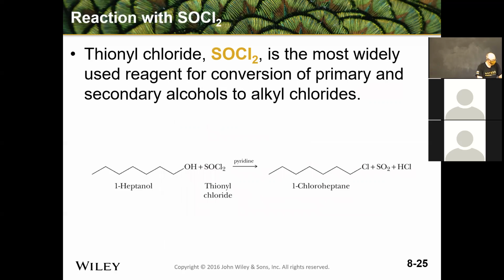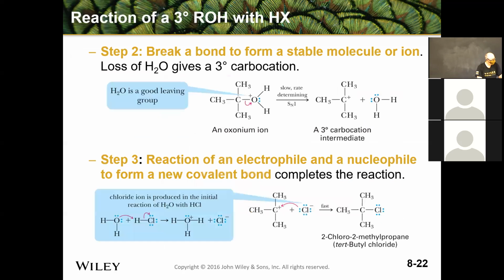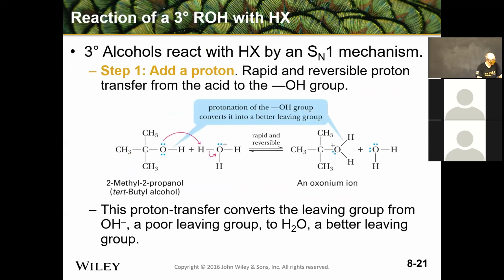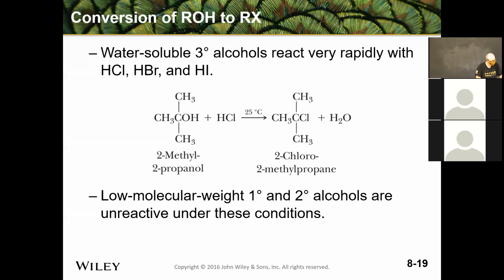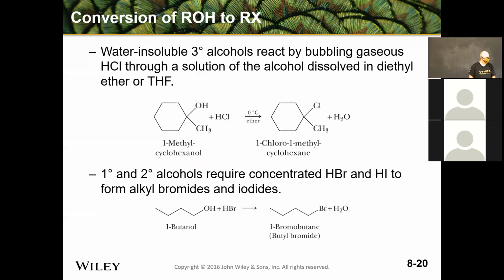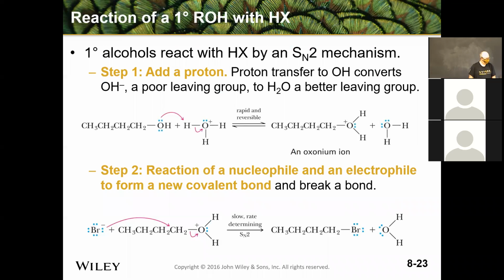Let's go back to this reaction right here. If you're doing the SN2, notice the temperature here, 25 degrees or even a little bit below, because if you get it too warm, you're going to get an alkene. You'll get elimination as a byproduct.